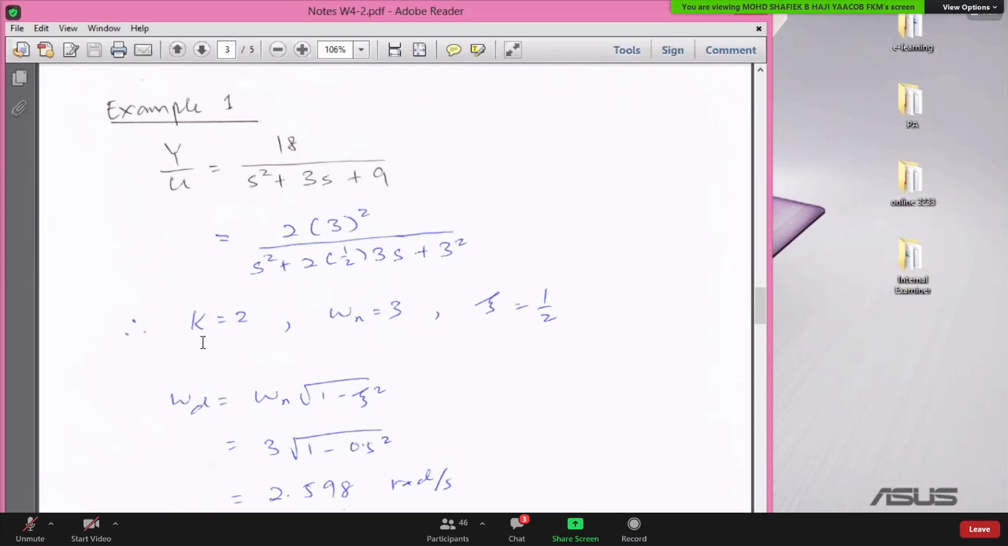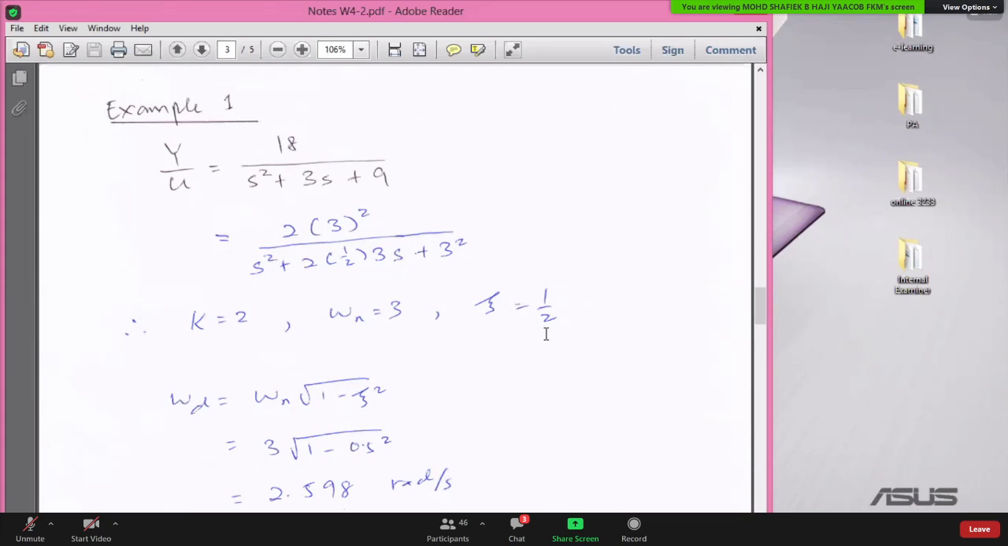In fact, you can solve this equation. You say omega n square is equal to 9, k omega n square is 18, 2 zeta omega n is 3. You can solve those three simultaneous equations and obtain this: k is equal to 2, omega n is equal to 3, zeta is equal to 1/2. So this is the gain k, the natural frequency, and this is the damping ratio.